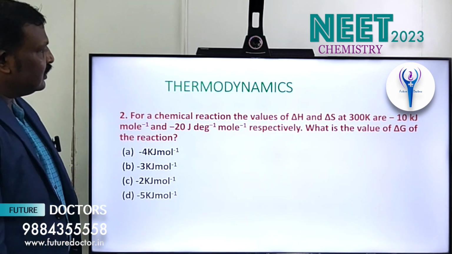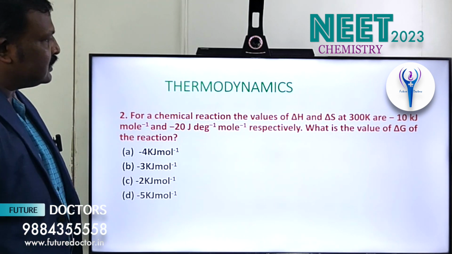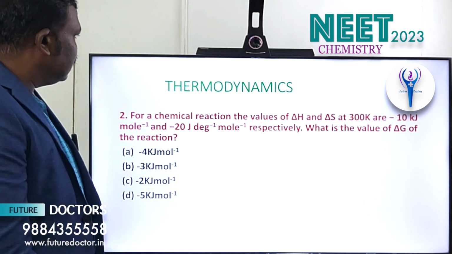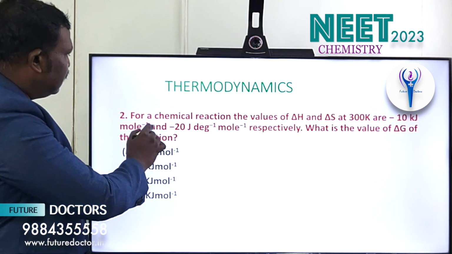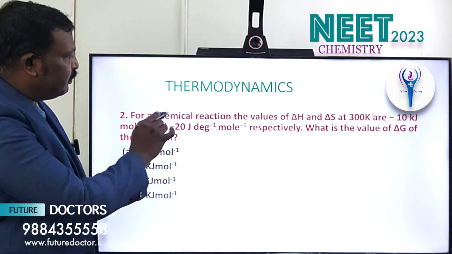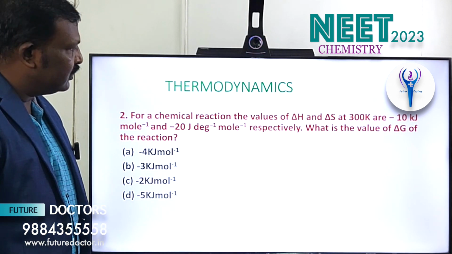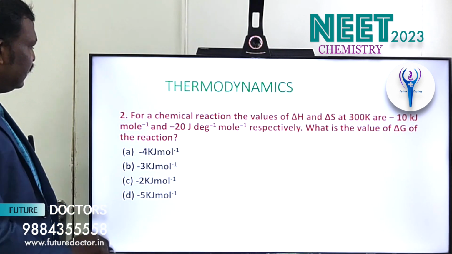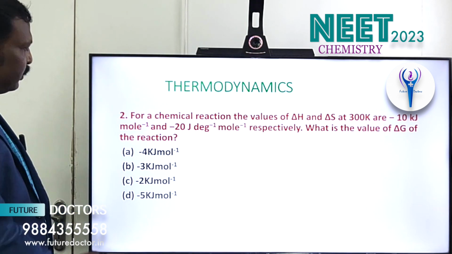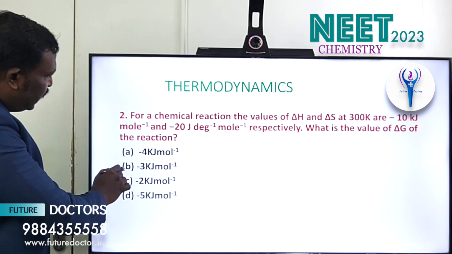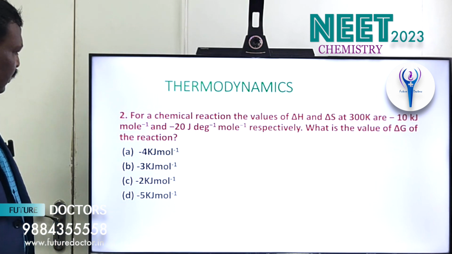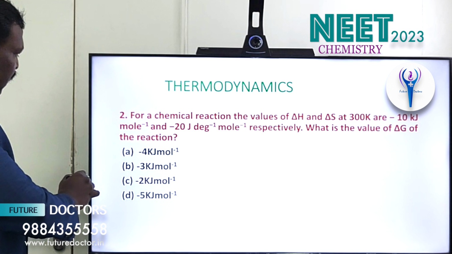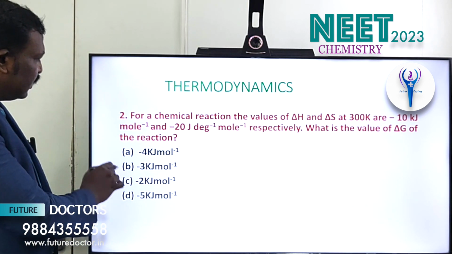For a chemical reaction, the values of del H and del S at 300 Kelvin are minus 10 kilojoule per mole and minus 20 joule per degree per mole respectively. What is the value of del G of the reaction? Option A, minus 4 kilojoule per mole. Option B, minus 3 kilojoule per mole. Option C, minus 2 kilojoule per mole. Option D, minus 5 kilojoule per mole.